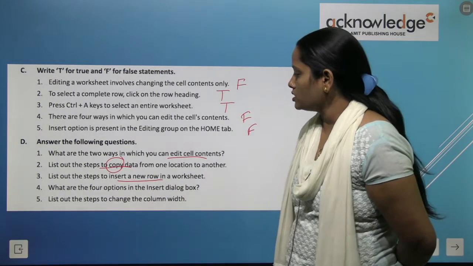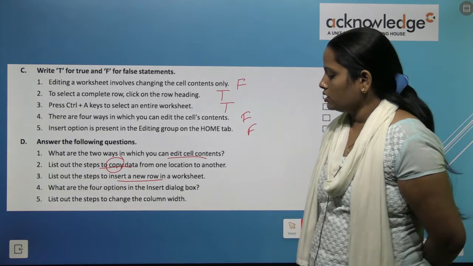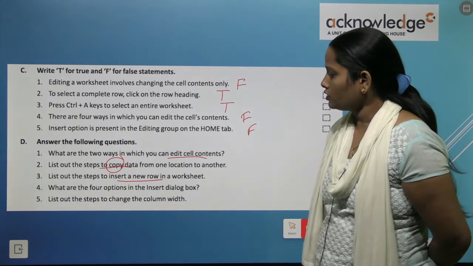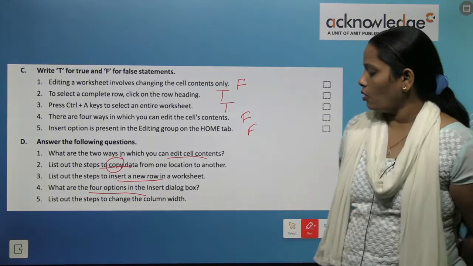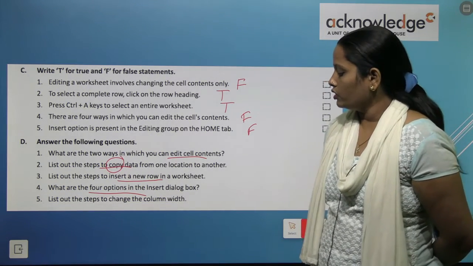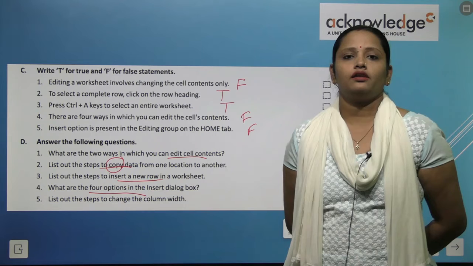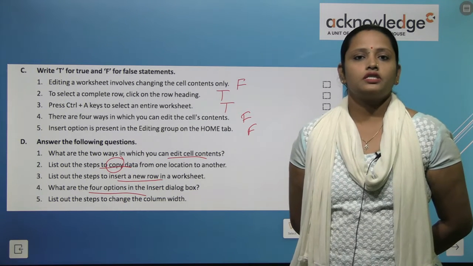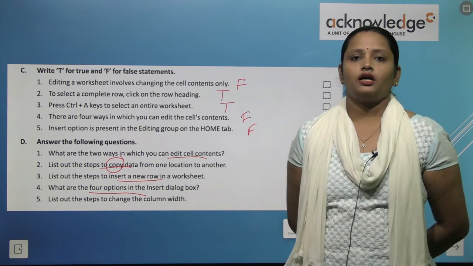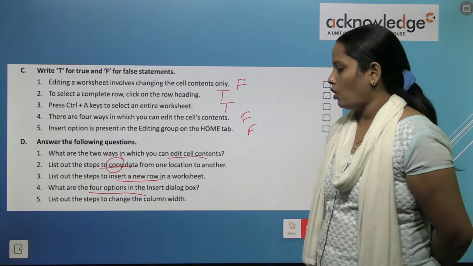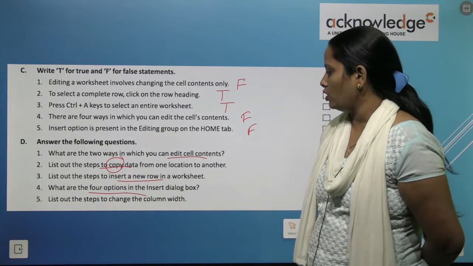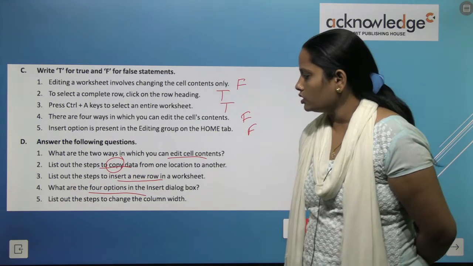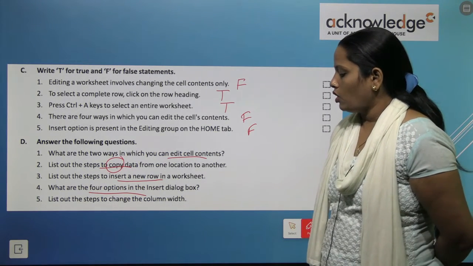What are the 4 options in the insert dialog box? So the 4 options in the insert dialog box are shift cell right, shift cell down, entire row and entire column. So these are the options given in the insert dialog box. List out the steps to change the column width.